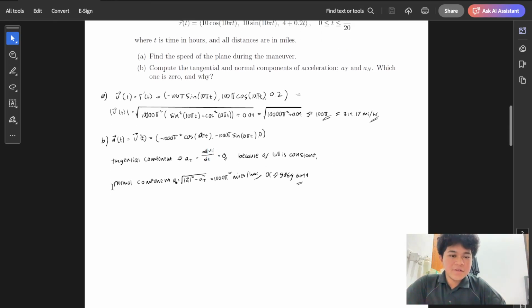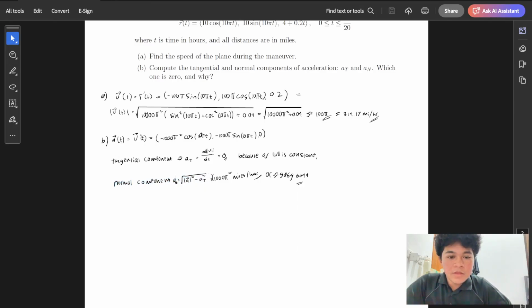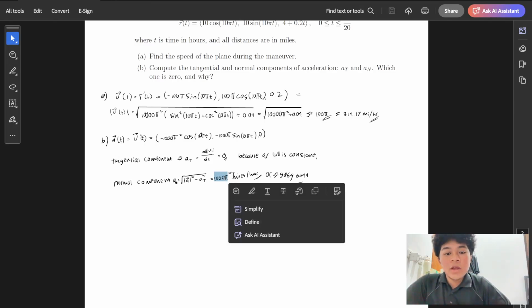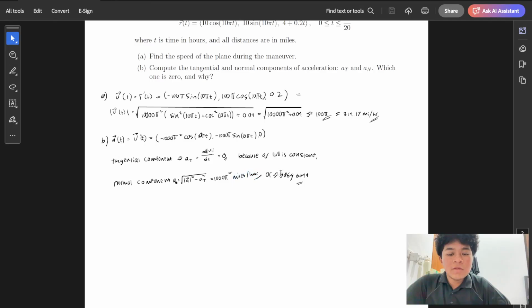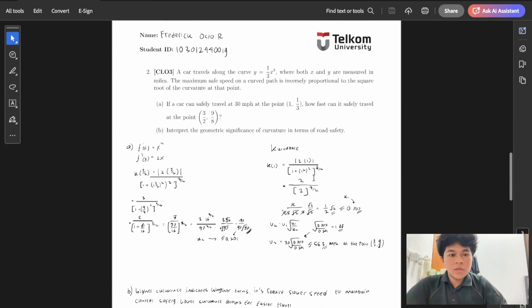Okay, after that, the normal component given this formula, the final result is 1000 pi squared miles per hour, or we can say it's about 9869 point something.